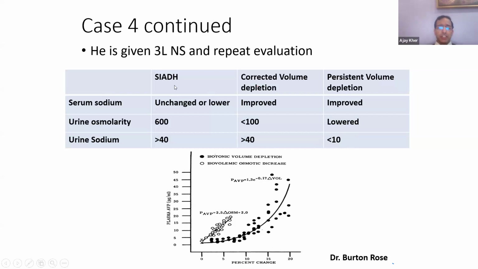If it is SIADH, then the serum sodium will remain unchanged. The urine osmolarity will remain unchanged, but the volume depletion will correct, and so the urine sodium, which was less than 10, will now be more than 40. So if after 3 liters of normal saline you see the urine osmolarity is still high and the urine sodium is corrected, you know that the cause of this person's hyponatremia was actually SIADH and not the volume depletion.